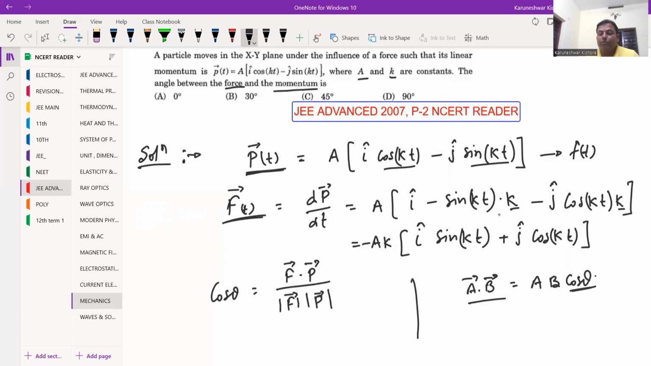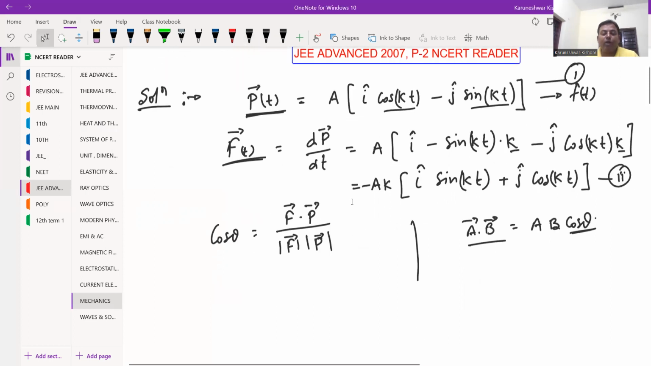So first, I am considering this as equation 1, and this as equation 2. Once we do the dot product of equations 1 and 2, that is the numerator part, and on the basis of that we can find out what the cos theta will be here.